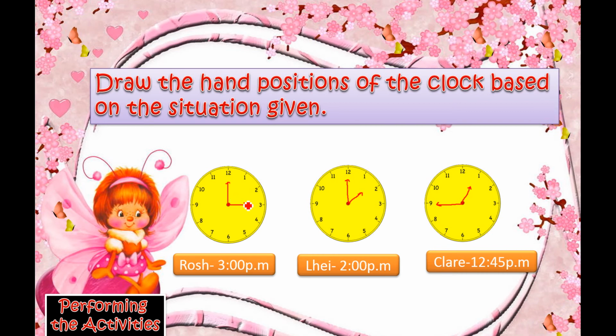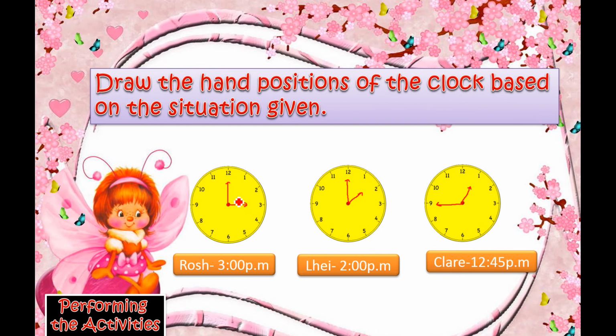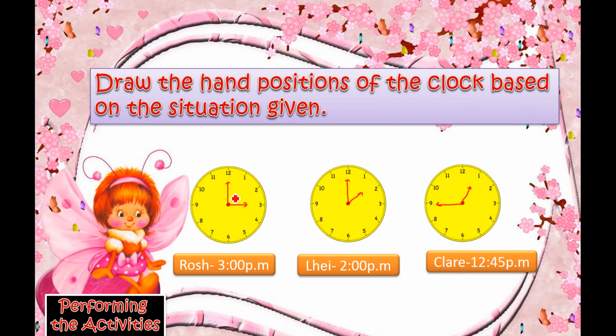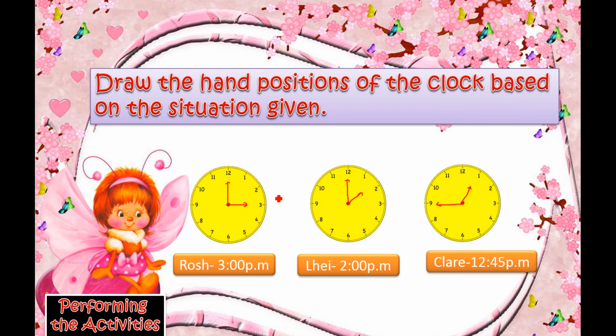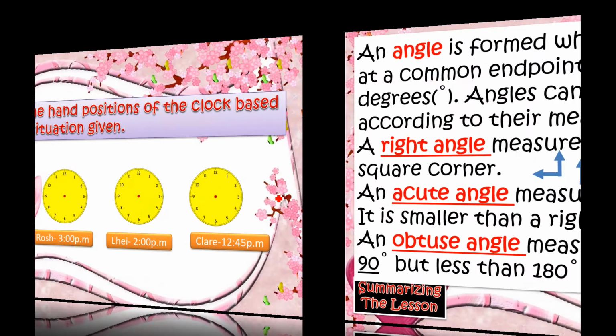So as you can see, the hand positions of the clock vary. Some of it is positioned small, some of it is wide, and some of it is straight. So let us classify these hand positions based on our lesson for today, which is the angles.